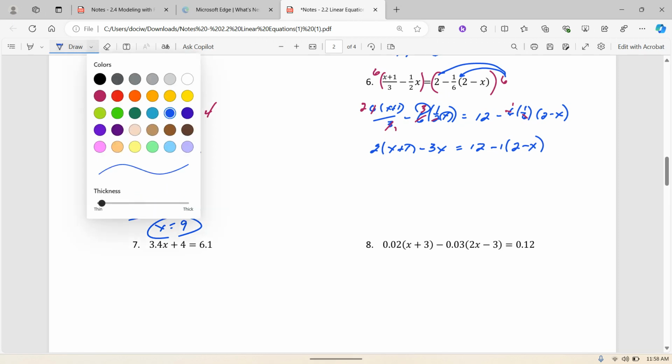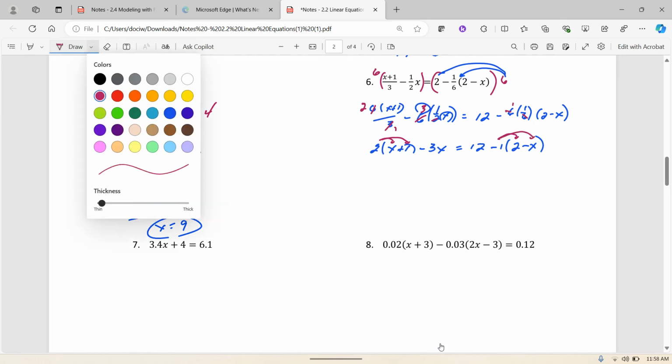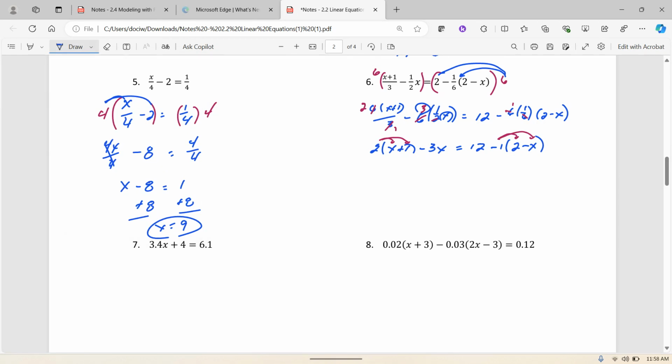So now what I'm going to do is distribute this 2 to both the x and the 1, like we've done previously. I'm going to distribute the negative 1 to the 2 and the negative x, like we have done previously. So I'm going to have 2x plus 2 minus 3x. And on the right-hand side, we have 12 minus 2 plus x.